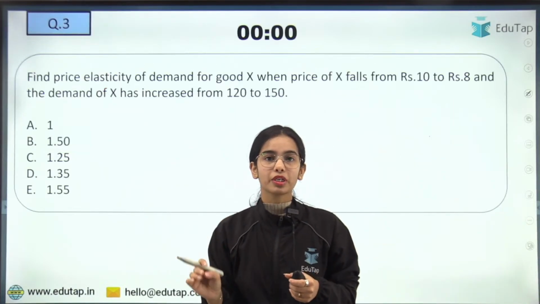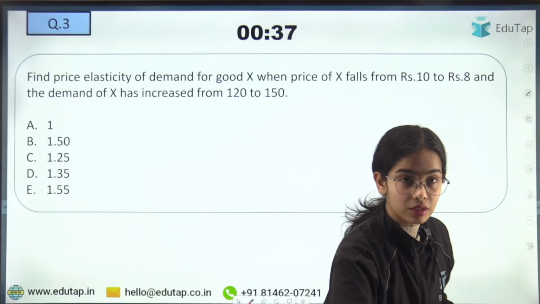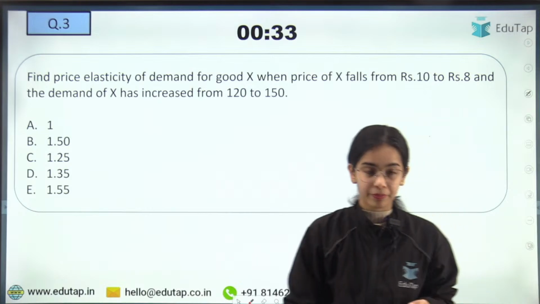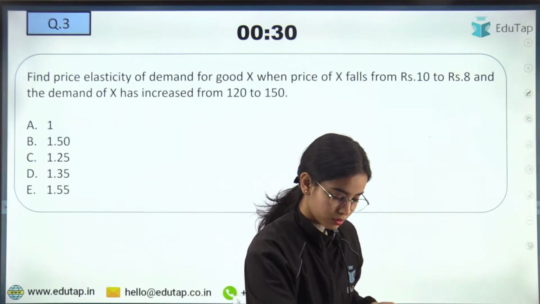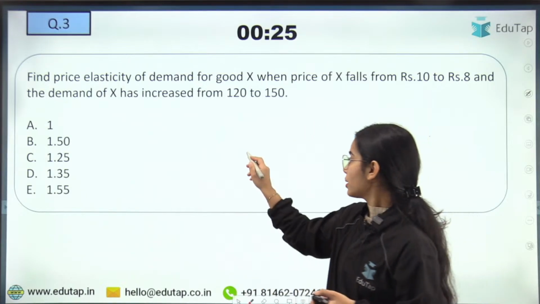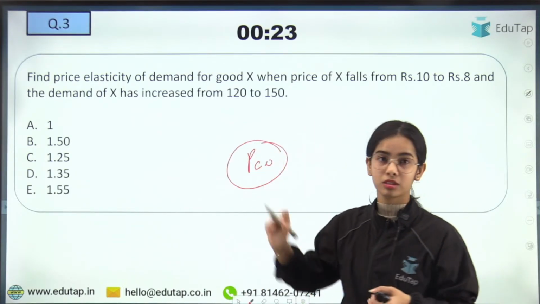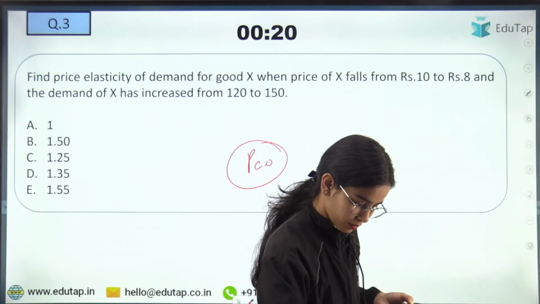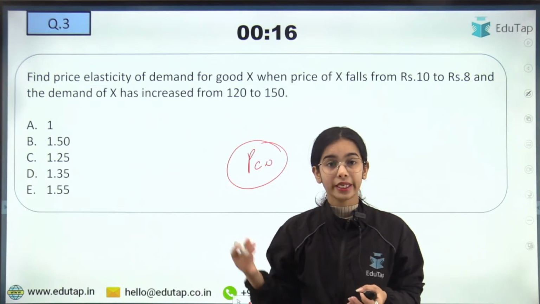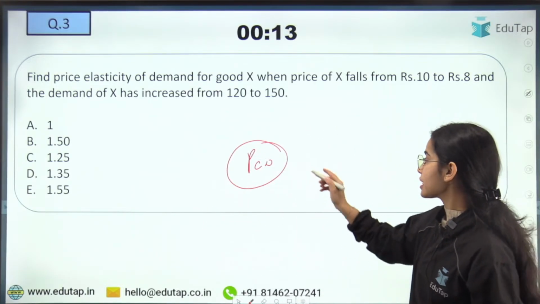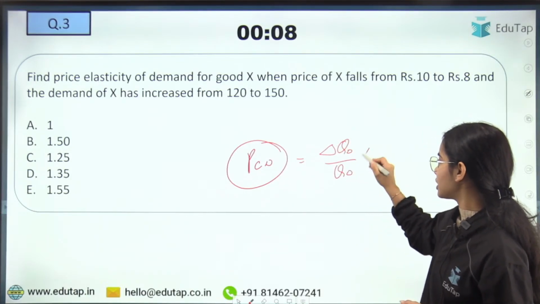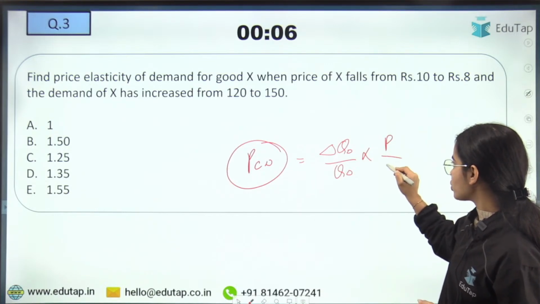Now coming to the next question, try to answer this question. You need to know the price elasticity of demand formula to answer it. So what is the formula for the price elasticity of demand? Find the price elasticity of demand. Anyone able to answer this question? The formula is the change in quantity demanded to quantity demanded, multiplied by the original price to change in price.